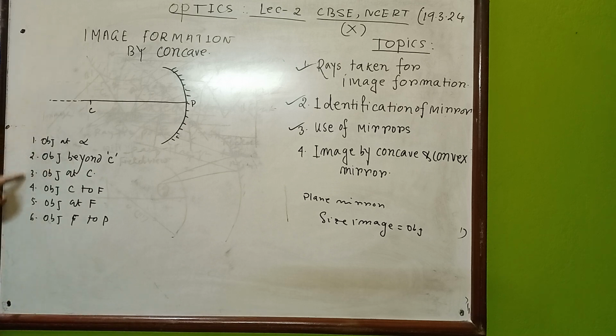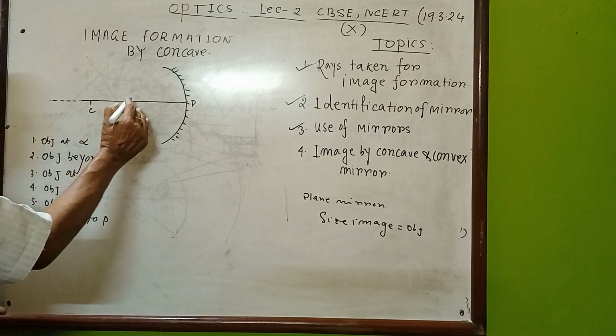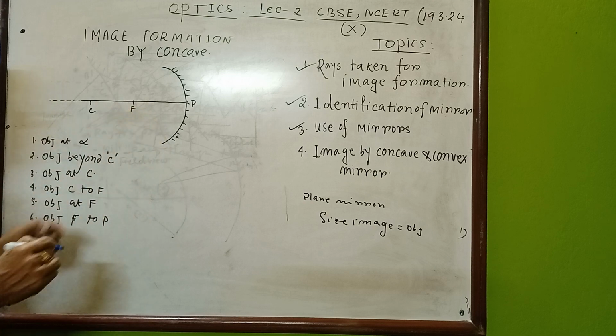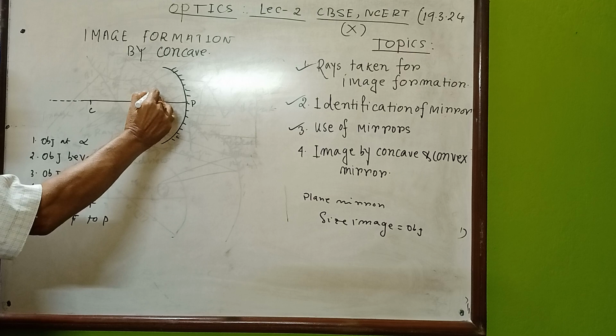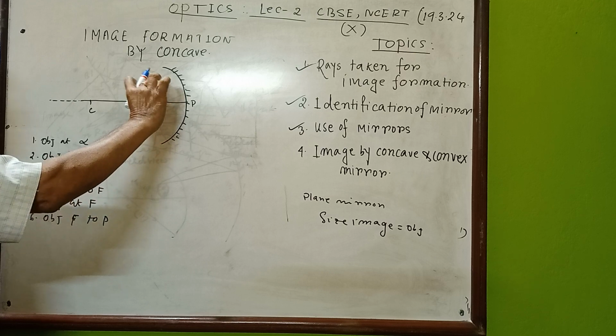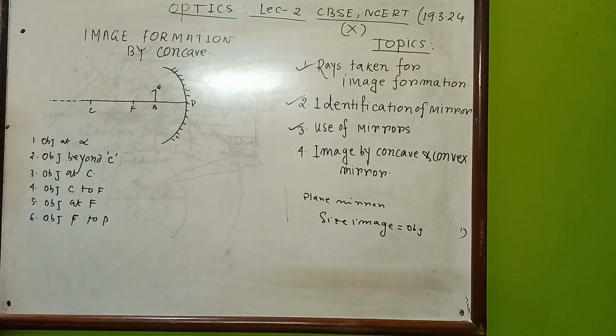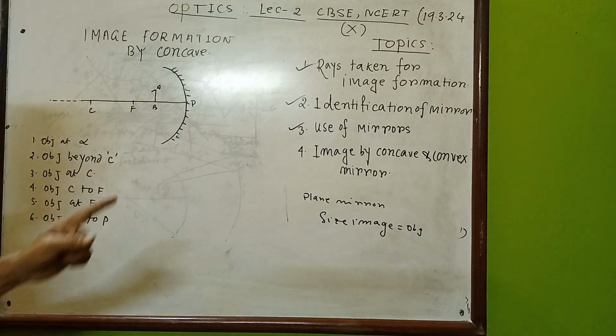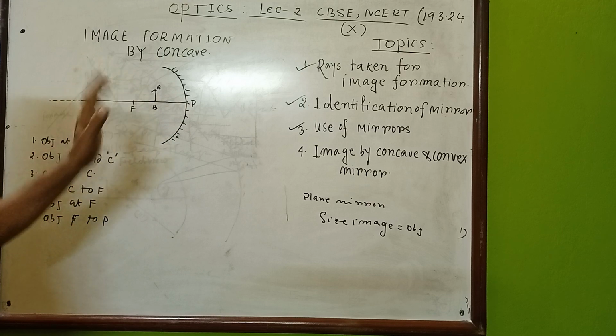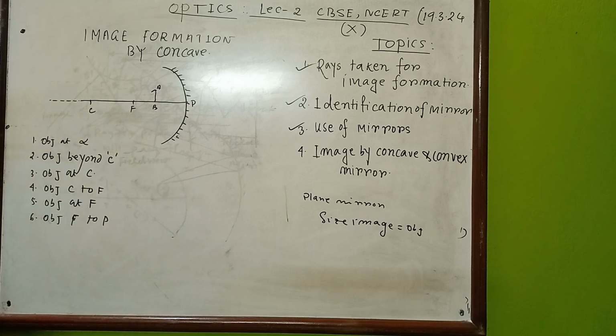Generally in all cases you get an inverted image that is real in nature, and only in one case, always remember, when the object is in between pole and focus, you get an erect, virtual image. So again I am telling you, for a concave mirror, if the object is placed in between pole and focus, you get an erect and virtual image, only in one position.